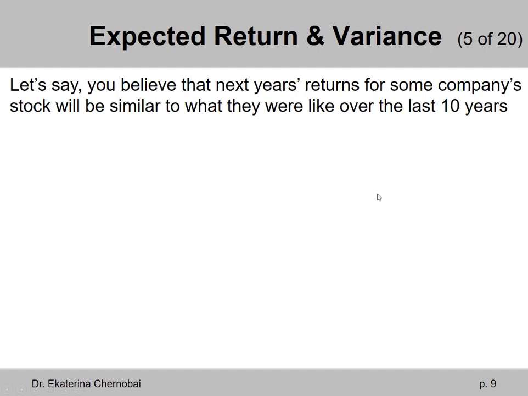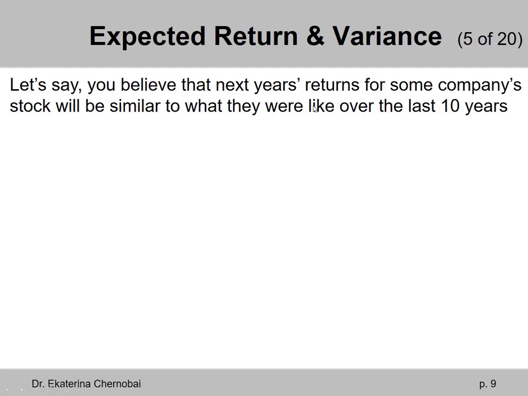So here's how I would like to explain the whole thing with probabilities and different possible scenarios, something that comes up in stat classes all the time. This is how I would explain it in the context of stock returns. So let's say you believe that next year's returns for some company's stock will be similar to what they were over the last 10 years, right?